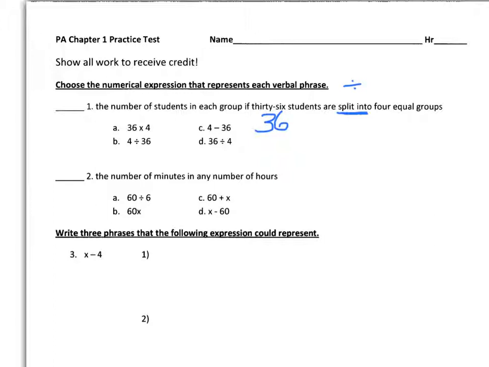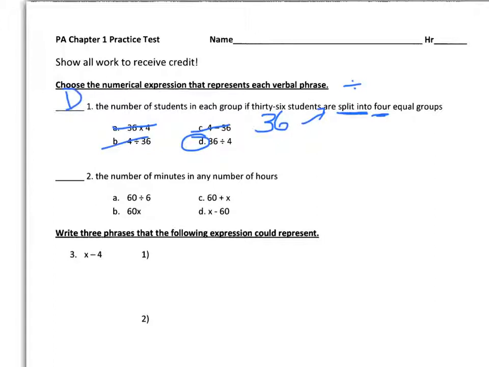36 divided by 4. So 36 times 4, no. 4 divided by 36, no. 4 minus 36, no. 36 divided by 4. There we go.